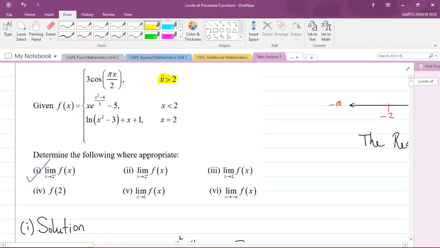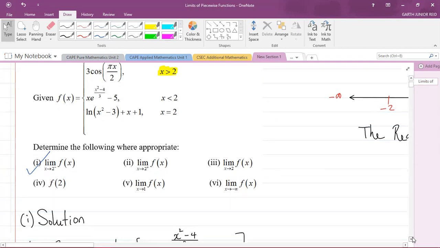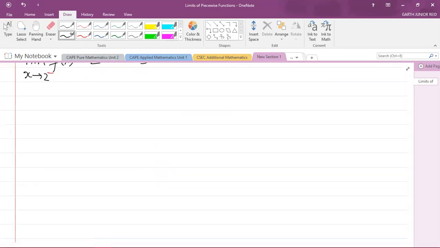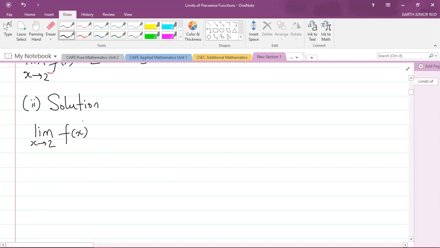X greater than 2, which is right here, and the function which corresponds to that is 3 cosine of pi x over 2. Let me just write that down here. So we're at part 2 now, the limit of f of x as x approaches 2 from the right-hand side. This is the part 2 solution. So we want the limit of f of x as x approaches 2 plus.